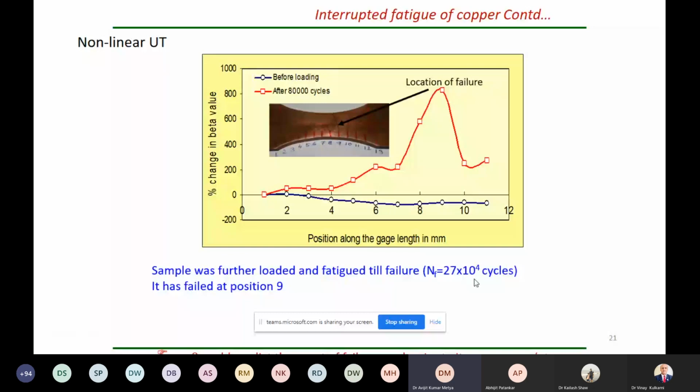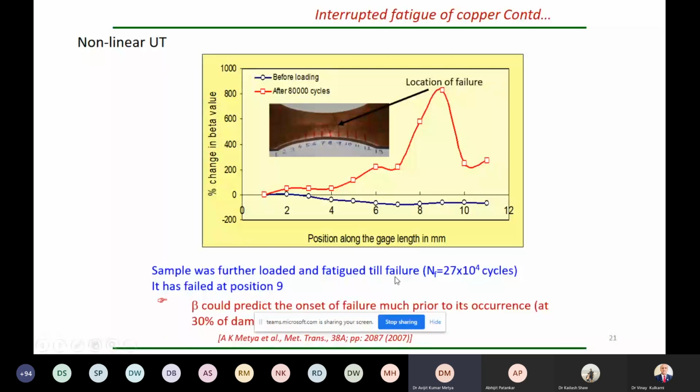So beta could predict the onset of failure much prior to its occurrence, because these 80,000 cycles correspond to only 30% damage of the material with respect to the failure cycle. So we can see how sensitive nonlinear ultrasonic is within the material. But why did it increase so much?